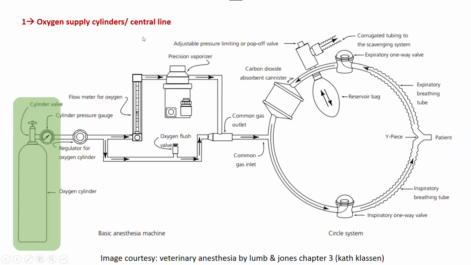Basically, the difference between cylinder and central line is the same as how we have gas supplies in our kitchens. We have a central pipeline of gas that is given by the government in each house. But once we run out of that gas, we have small cylinders which we use if the gas from the government is not available. So it's the same. Either you use the central supply line of the hospital, or you use the supply cylinders.